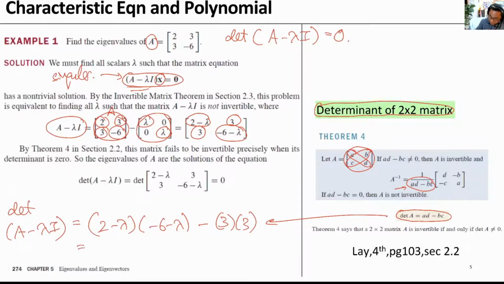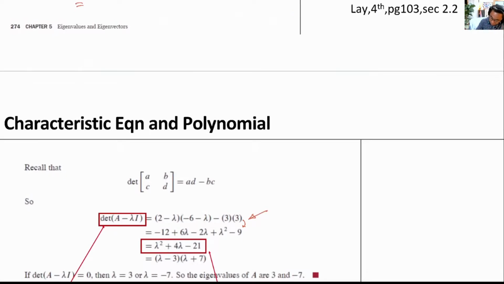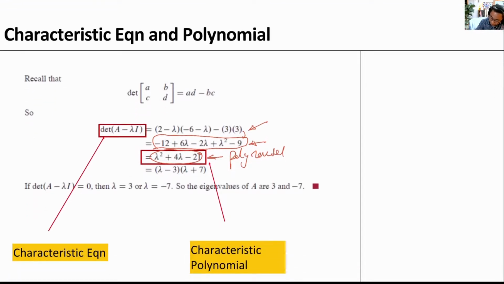Now you open it up. When we open it up, we'll get this equation here. So you can work out the math. You collect all the polynomial terms together, and you'll get this equation. This is a polynomial. It has a special name. It's called the characteristic polynomial.